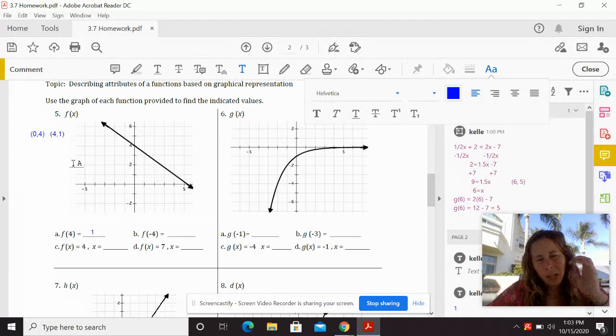So my slope is going to be negative 3 over 4. You can figure out that that's basically like drawing a slope triangle, right? You draw a line here and a line there. Your change in y would be 3, negative 3. Your change in x would be 4.